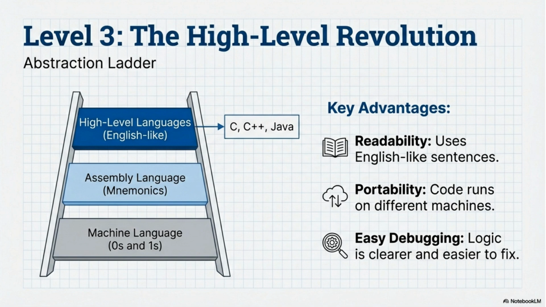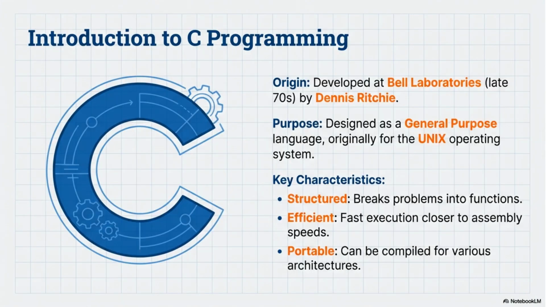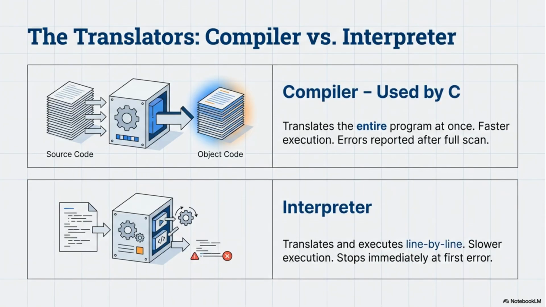Level 3 introduces the high-level revolution. Languages like C and Java offer key advantages: readability due to English-like sentences, portability across different machines, and easier debugging. C programming originated at Bell Laboratories in the late 70s by Dennis Ritchie, designed for the Unix operating system. It is structured, efficient, and portable, allowing compilation for various architectures.